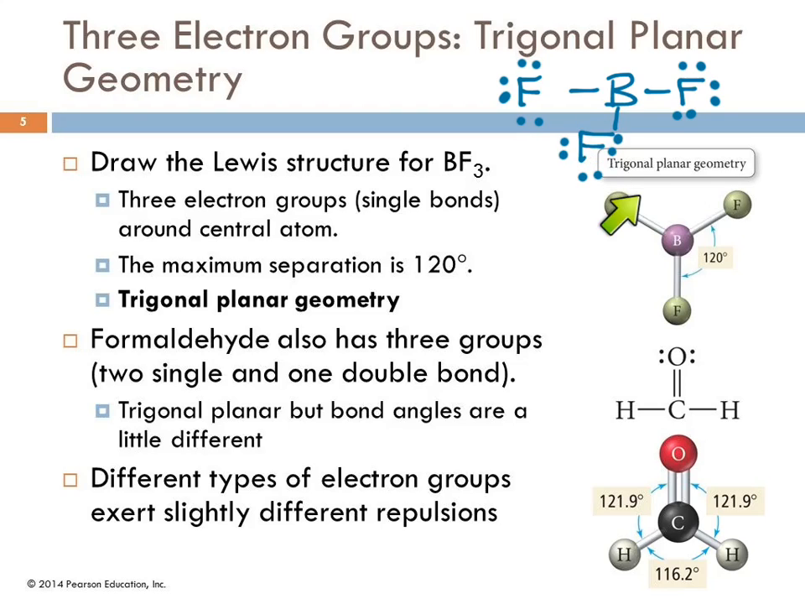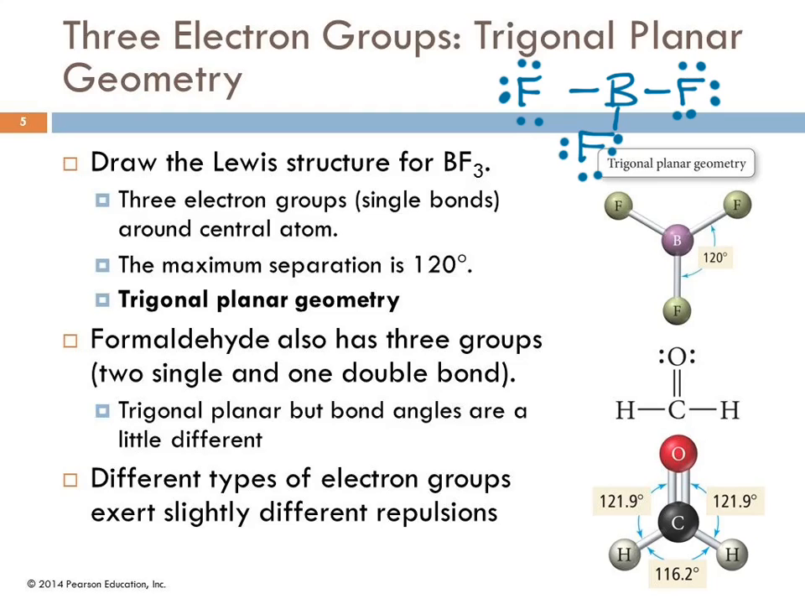The exact amount of repulsion is not the same. In this example with the fluorines, all of these groups are identical. Single bond, bonded to a fluorine, everything's identical, and so they will space out exactly evenly. Here that's not the case, and so the oxygen is a little more repulsive than the hydrogens are to each other, and so it won't be quite an even split. But it's close. And VSEPR theory is about getting the general shape, not the exact shape. So trigonal planar, but the bond angles are going to be a little bit different.